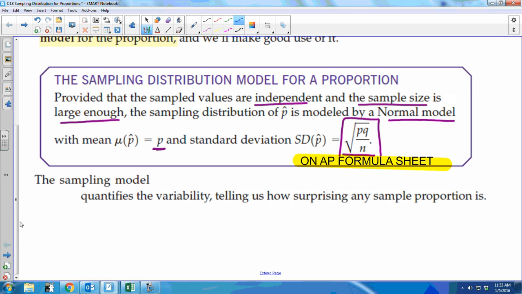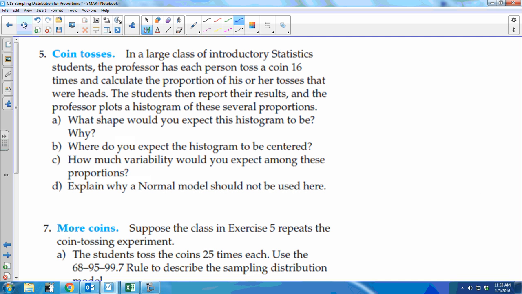When you have a normal model, then we can start answering questions. We can draw the model, we can find probabilities, we can tell if a certain percentage is unusual, right? And all those things we're going to do in chapter 19 and 20 that's going to help us out. So let's do some actual examples.